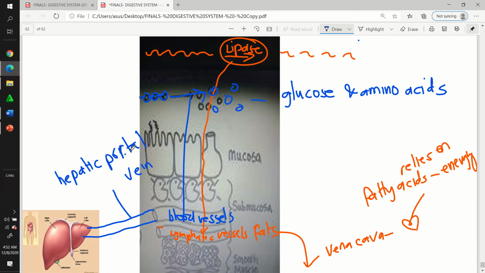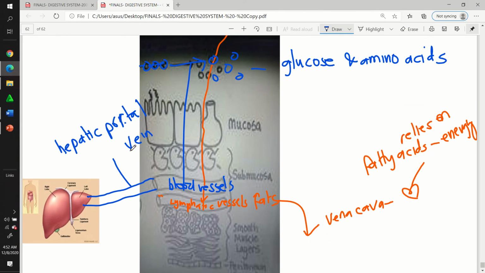Kapag nakita ni liver, wow, ang dami namang glucose sa food nito. So the liver will store this as glycogen again. Okay, so that is all about your digestive system. And thank you for your good attention. Bye bye.